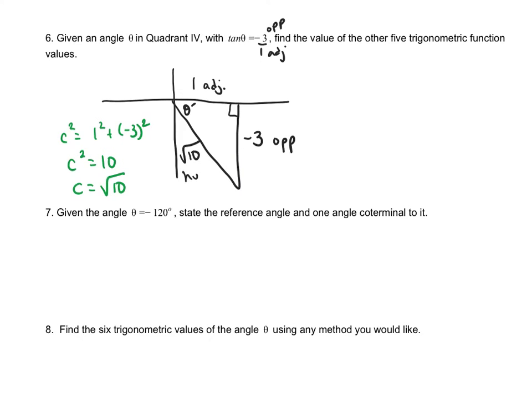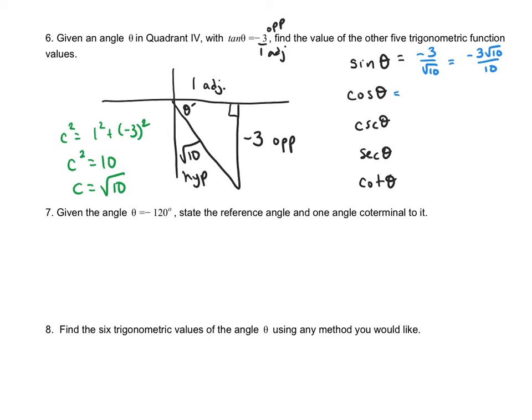That's my hypotenuse. So once you have your triangle set up, it's really straightforward. We're just going to find the sine, the cosine, the cosecant, the secant, and the cotangent based on this triangle. So remember, sine is opposite over hypotenuse, so that's -3 over radical 10. And if you want to rationalize that, that's -3 radical 10 over 10.